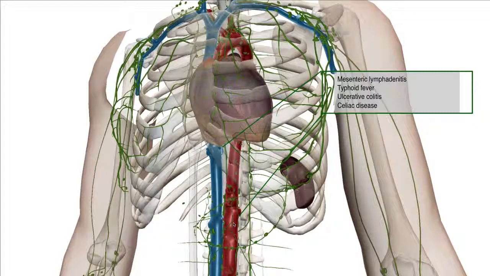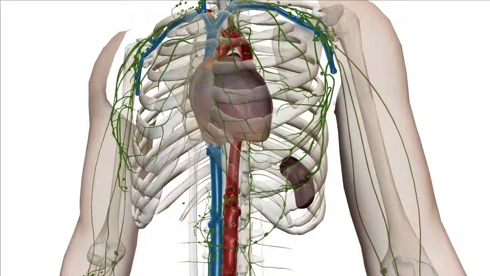clusters. The other pathology is patients that have typhoid fever or ulcerative colitis or celiac disease will also have basically lymphadenopathy in the abdominal region.